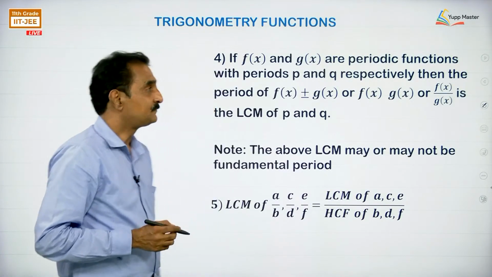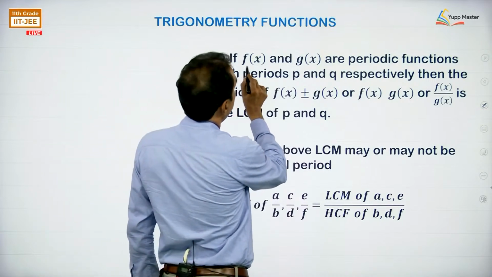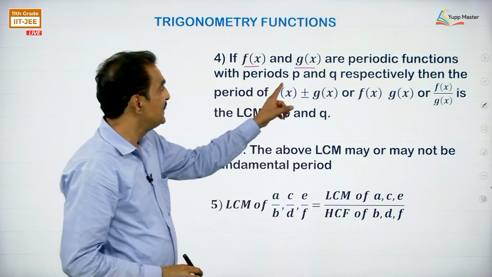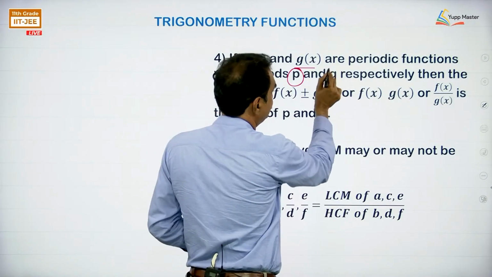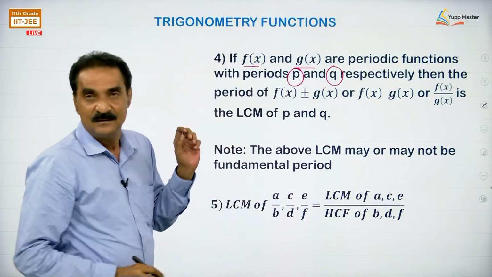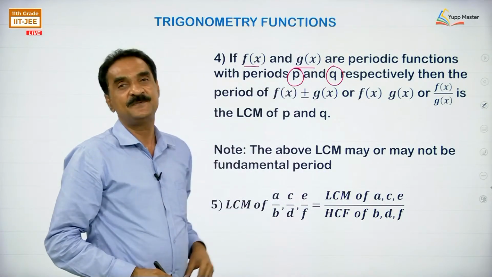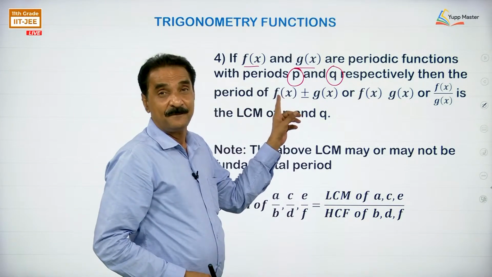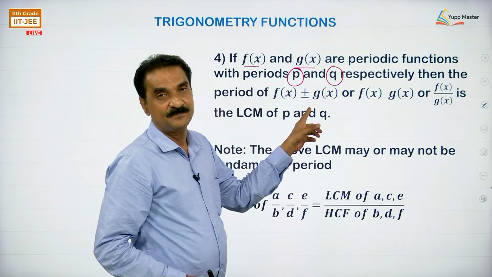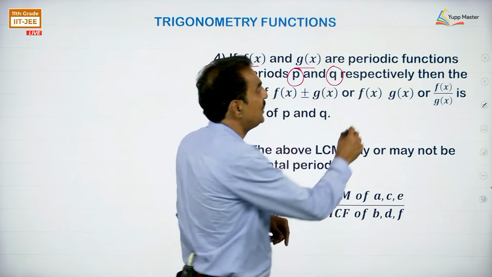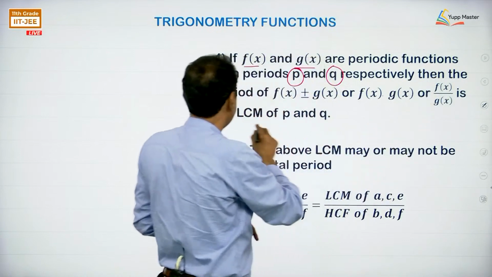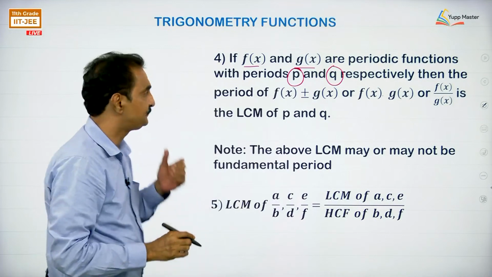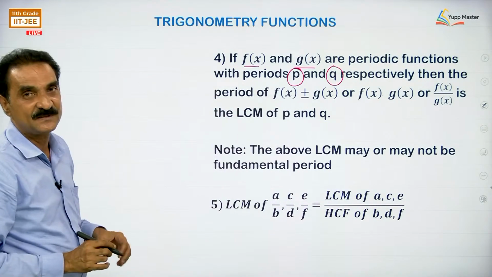suppose there are two periodic functions f(x) and g(x) with corresponding periods p and q. p is the period of f(x), q is the period of g(x). Then the period of f(x) plus or minus g(x), or f(x) times g(x), or f(x) by g(x) is the LCM of p and q. How? Let us take f(x) + g(x).